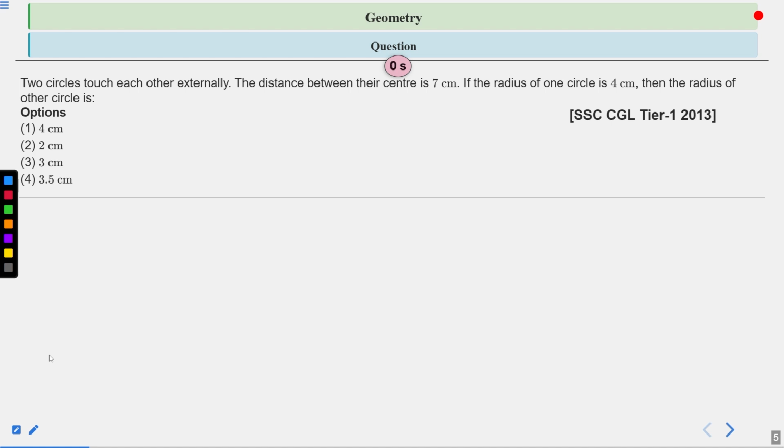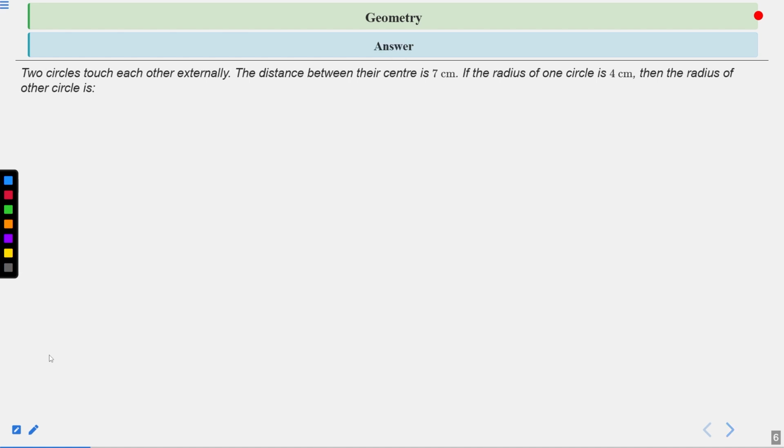Now time's up. Let's see the solution of this question. The question says that two circles touch each other externally, and the distance between their centers is 7 centimeter. It means the distance between them is R1 plus R2 because they touch externally. So the sum of their radii is 7 centimeter. If the radius of one circle is 4, then we can easily calculate the radius of the other circle. The correct answer of this question is the third one, which is 3 centimeter.